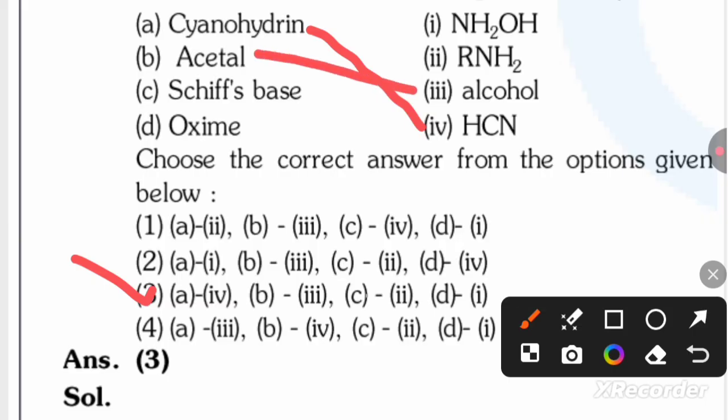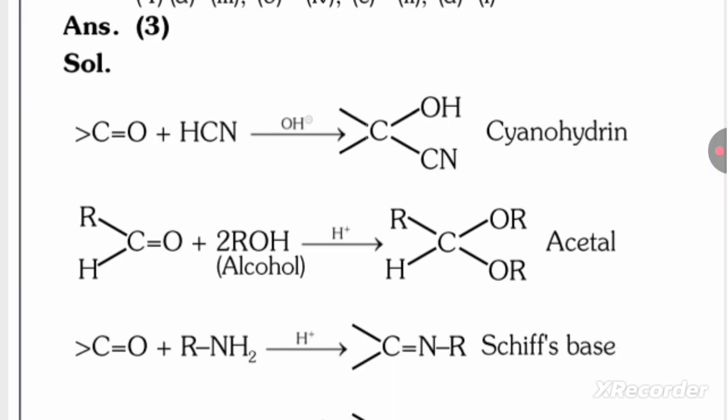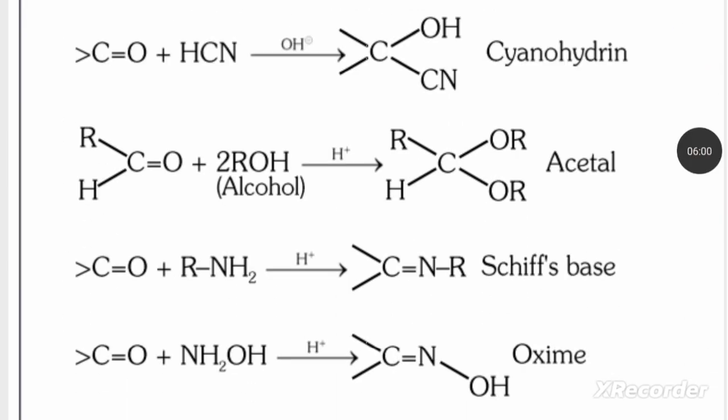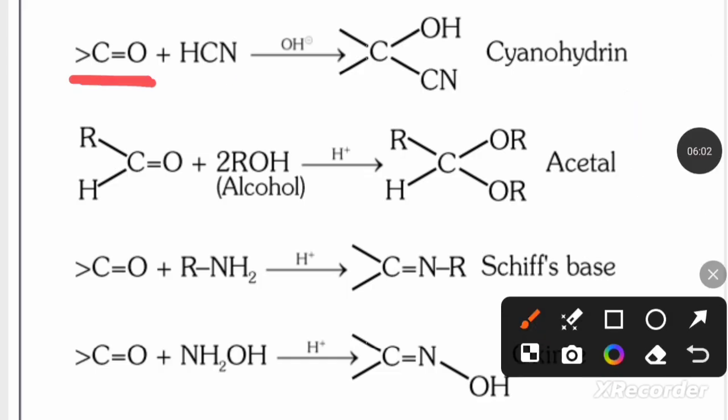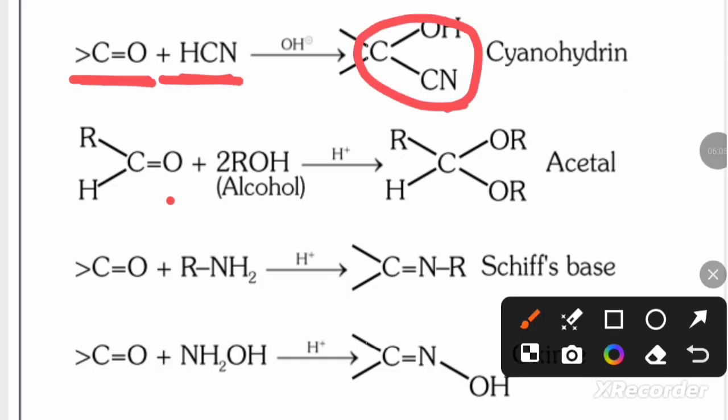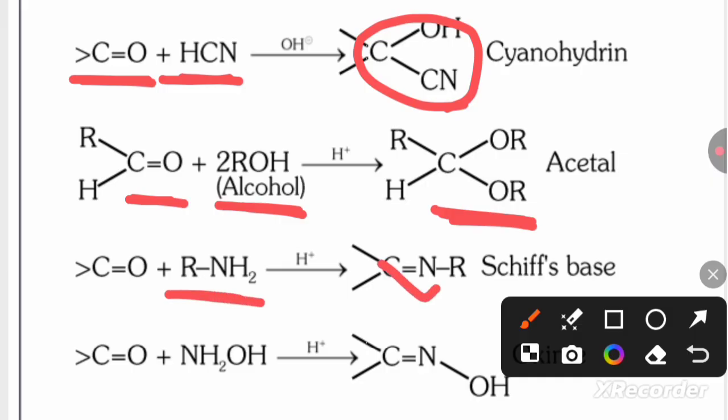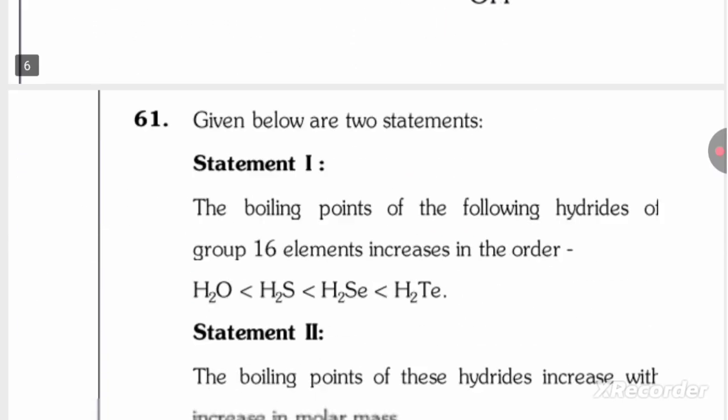Schiff's base forms when a carbonyl compound reacts with a primary amine, and oxime forms when a carbonyl compound reacts with hydroxylamine. So here are the reactions we can find. A carbonyl compound reacting with hydrogen cyanide forms cyanohydrin. Carbonyl compounds reacting with alcohol form acetal. With a primary amine, Schiff's base forms, and with hydroxylamine, oxime is going to form. So this is the reaction. Let us go to the next question.